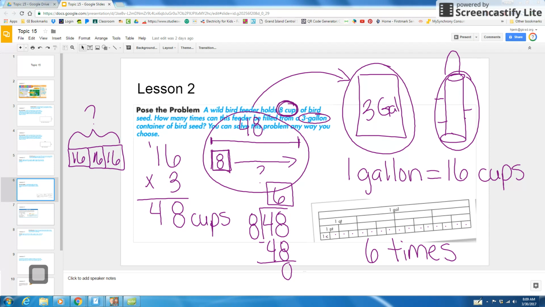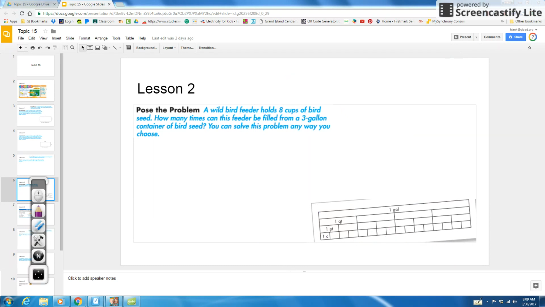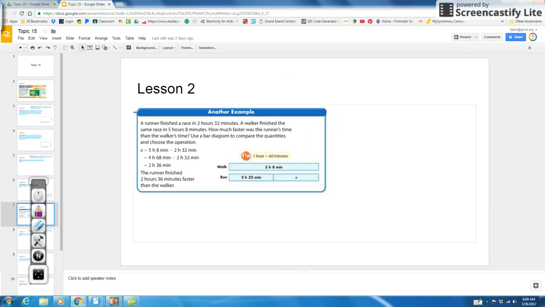Okay, so we had to start with our basic conversion chart and work our way through that to find all of our missing information. So now let's take another example and let's look at a time problem. We have a runner who finished a race in 2 hours and 32 minutes. A walker finished the same race in 5 hours 8 minutes. They want to know how much faster was the runner's time than the walker's time.